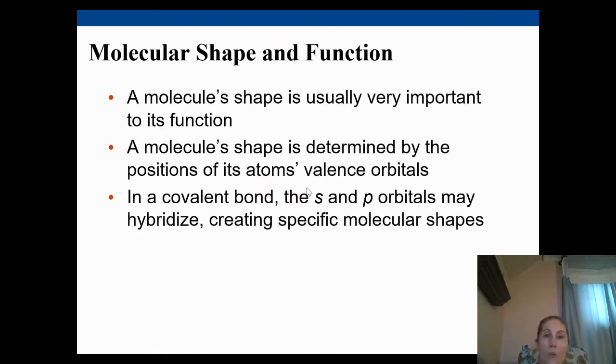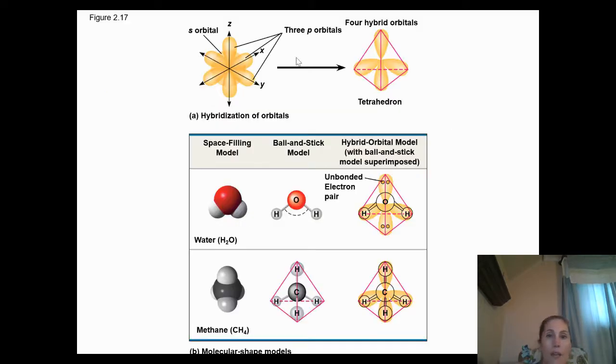Okay, so when we look at a molecule's shape, it's usually very important to its function. When we talk about proteins later on, when there are issues in a protein's shape, really bad things happen, things like cystic fibrosis. But we said shape is determined by those valence orbitals. And again, you don't need to memorize these things. We will be doing labs with them as well.